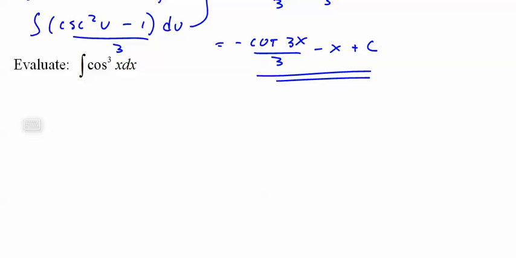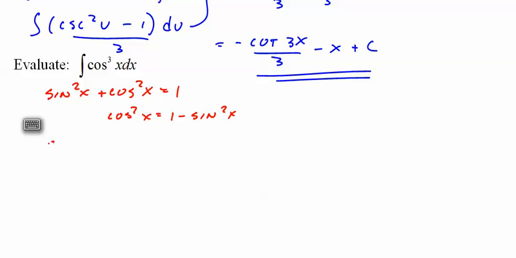Cosine to the third x. I think I know what I'm going to do with this. I'm going to say sine squared x plus cosine squared x equals 1, so cosine squared x equals 1 minus sine squared x. And I'm going to break this into cosine of x, 1 minus sine squared x dx. I'm guessing I need to sub u as 1 minus sine squared x. No, that won't work, will it?